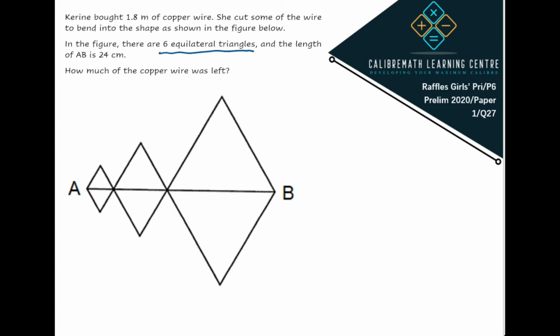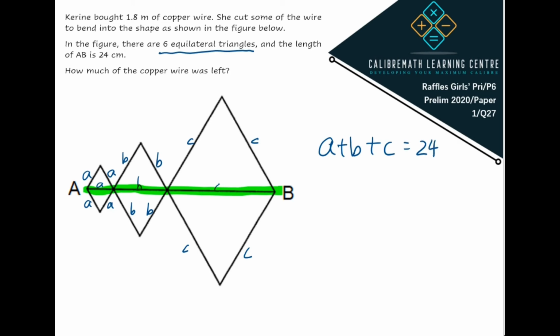Now, note that each of these triangles here is an equilateral triangle. So we know that each of the lengths will be the same. So we can label the length to be A for the smallest triangle. And since the next one is a different size, we're going to use a different alphabet to represent it. We can use B. And then for the largest triangle, we can use C to represent it. And remember just now, we were given that the length of AB is 24. So that will mean that we can indicate that A plus B plus C is 24 cm.